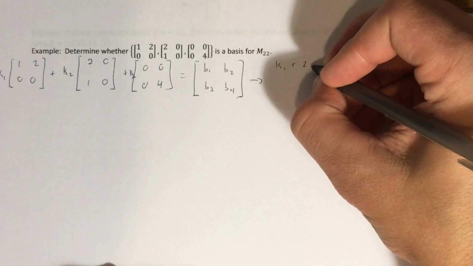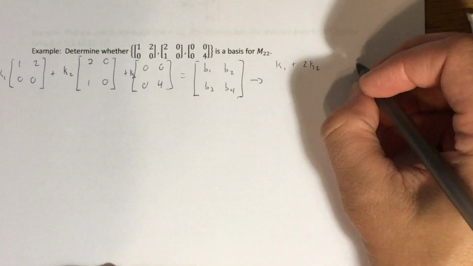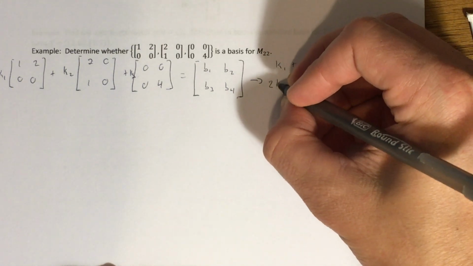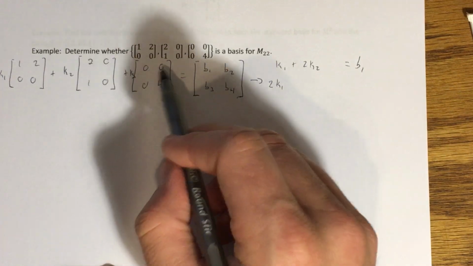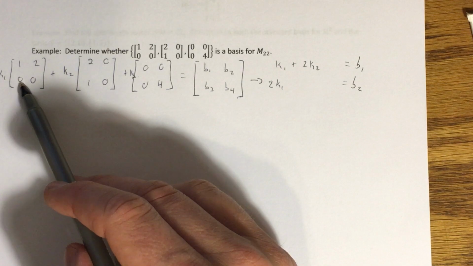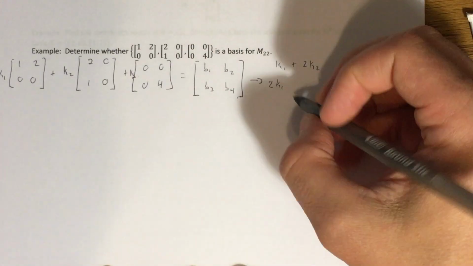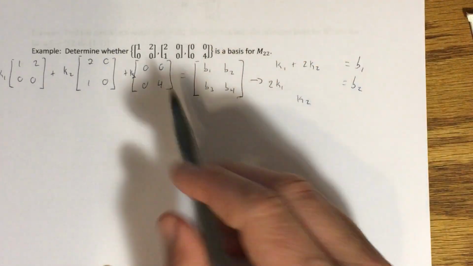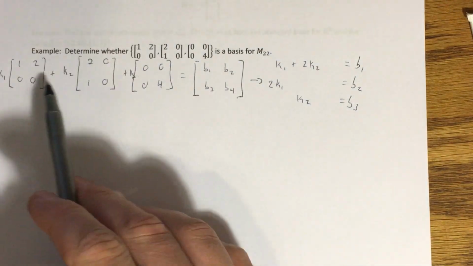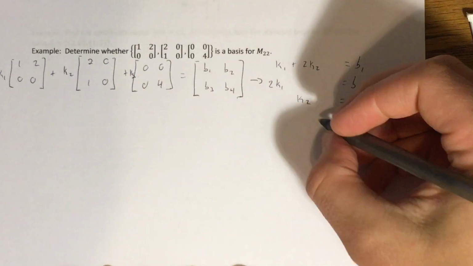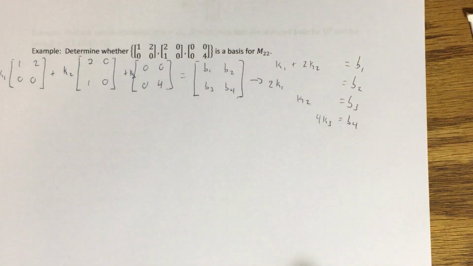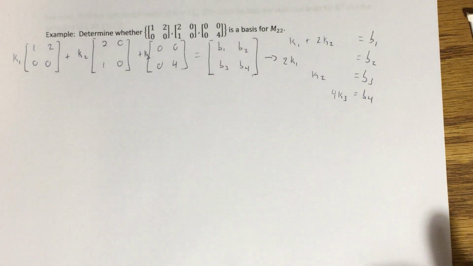So that's going to lead to the following system. K1 plus 2K2 equals B1. 2K1 plus 0 plus 0, so I'm not going to write those, equals B2. Then the third entry, 0, K2 plus 0, so that's just going to equal B3. Then I have a 0, another 0, and then 4K3, and 4K3 equals B4. So that's going to lead to a linear system that I want to attempt to solve.